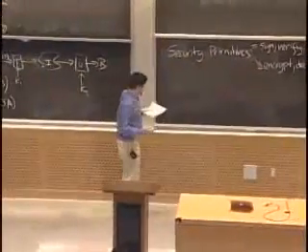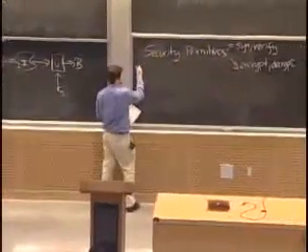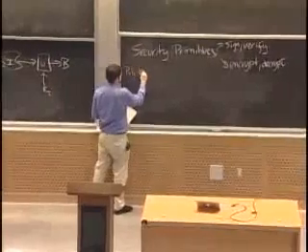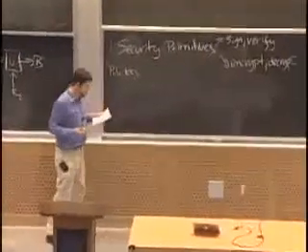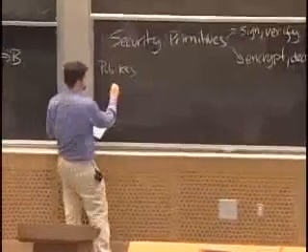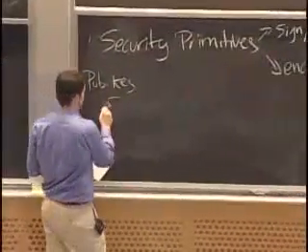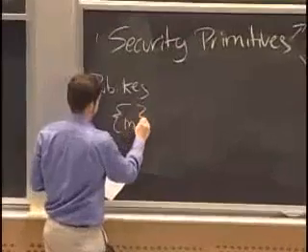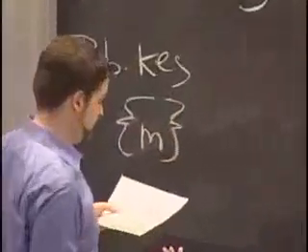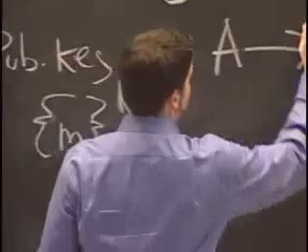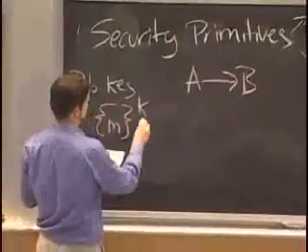Let me just illustrate a simple example. Suppose we're using a public key system. Suppose we use something like RSA to encode a message M with some key. Say we're sending a message from A to B.